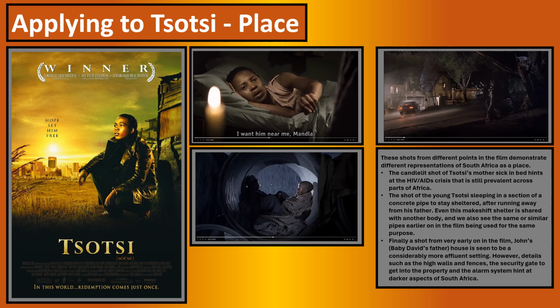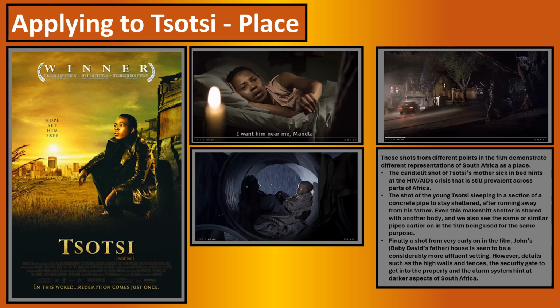And then finally we get a shot from very early on in the film, and it's John's house, who's baby David's father, and it's seen to be a considerably more affluent setting. It's a huge house, but there are small details in there which demonstrate, again, that legacy of apartheid. There's high walls and fences. There's a security gate to get into the property. There's an alarm system in the house.